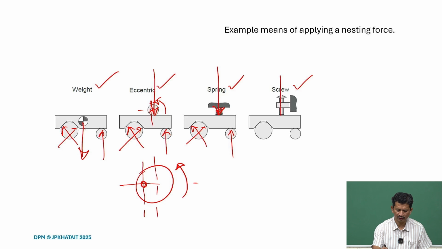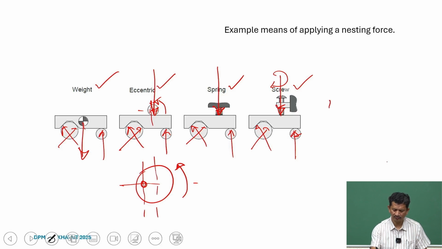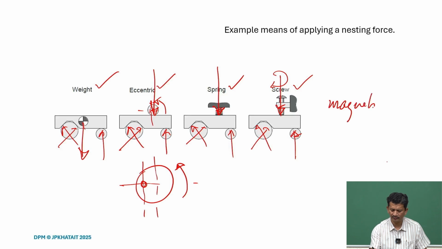Another is the screw, we turn and then we can get the force here, and then we can get the contacts. So these are some of the methods. Magnets are also one of them. We can use magnets as well, or vacuum. There are many ways. So as needed, that can be done, and we can achieve sufficient nesting force. And it's very important to have that nesting force, then only we can define the exact constraint design, or can ensure that we get the desired degree of freedom and constraints.